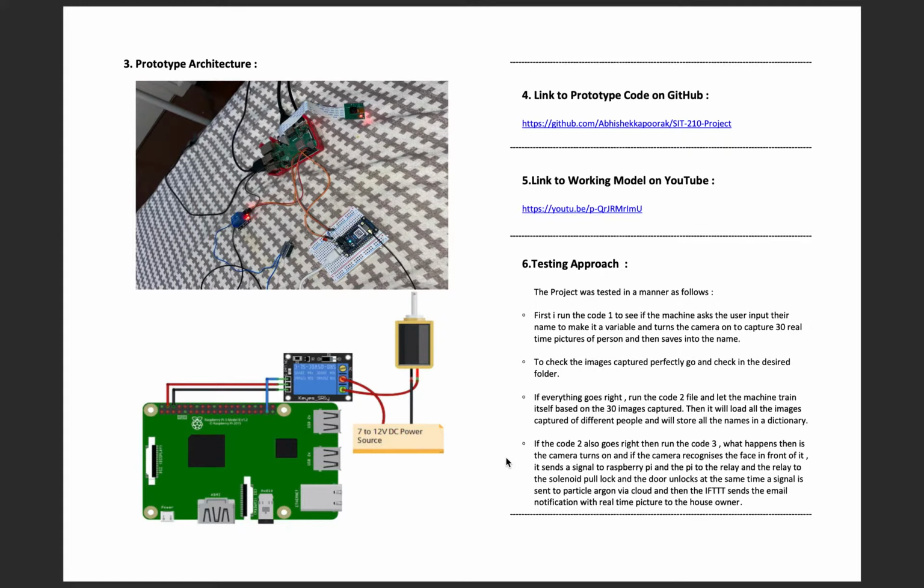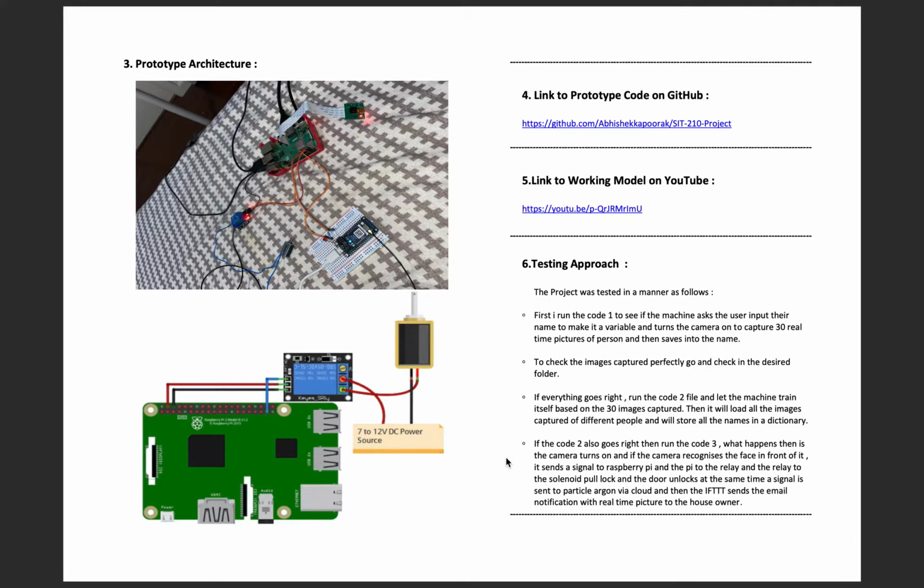Then when you run code 2, the machine trains itself on those 30 images that it captured earlier, so that if a person comes in wearing a cap or shades, the camera would still recognize him or her. And the third and final code, this is the initial setup that you have to do once only to get a new face fed into the system. Rest, if your face is already in the system, you just need to come and stand by the door, the camera will recognize your face, and the door will just unlock.